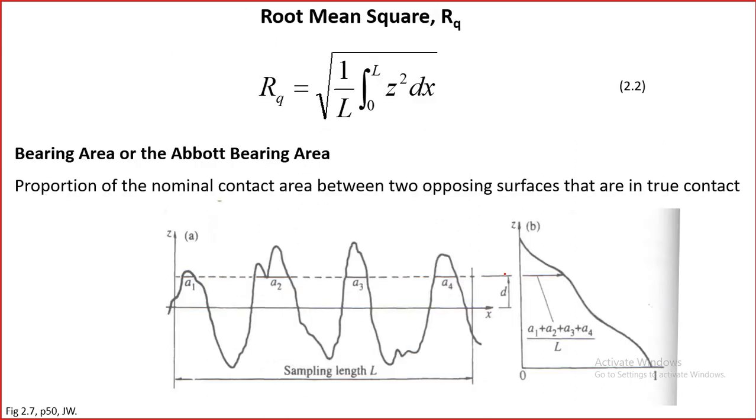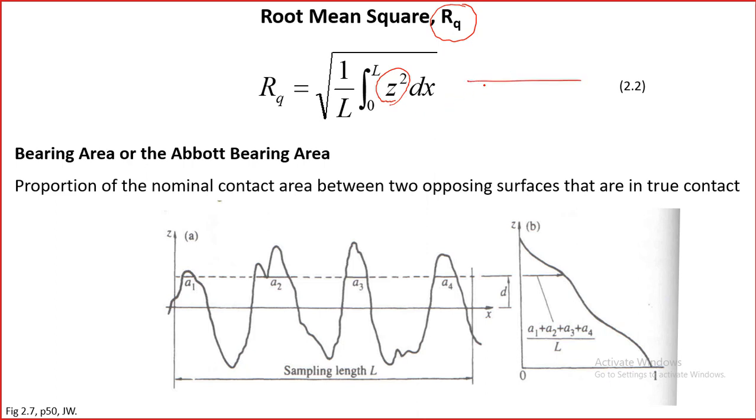To some extent we can solve this problem of Ra by taking Rq. Rq is defined very similarly to how we define Ra, but here we do the squaring. We take the square of this and then take the average and then the square root. So this will give a somewhat better picture of the number, but still Rq also has the same issue.